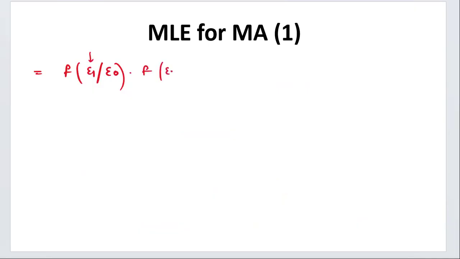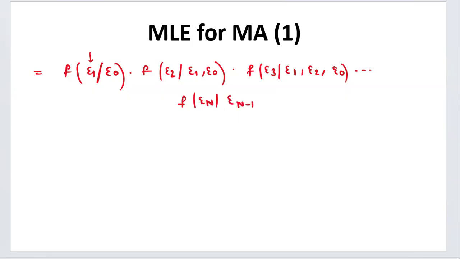Similarly, in the next term, we can replace y2 by epsilon 2, and the rest of the portion is this. And then you have epsilon 3 given epsilon 1, epsilon 2, epsilon naught. This goes like this, and finally you have epsilon n given epsilon n minus 1 up to epsilon 0.